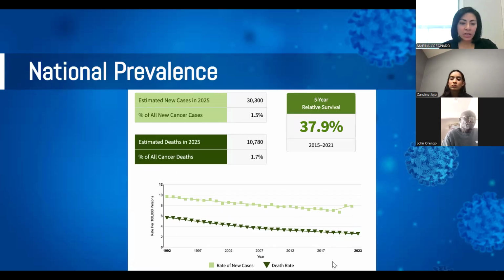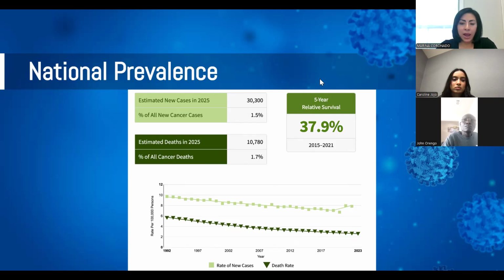So this slide provides an overview of the national prevalence and projected impact of stomach cancer in 2025. On the left, we see that approximately 30,300 new cases of stomach cancer are expected in 2025, accounting for 1.5% of all new cancers nationwide. Below that, it is projected that there will be 10,780 deaths from stomach cancer, representing 1.7% of all cancer-related deaths.